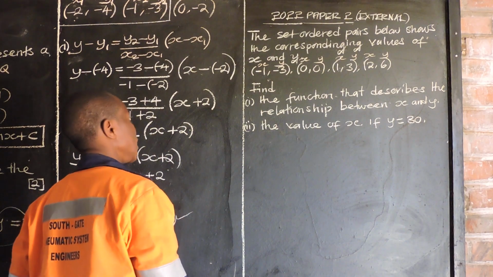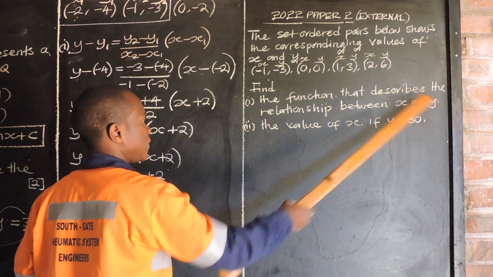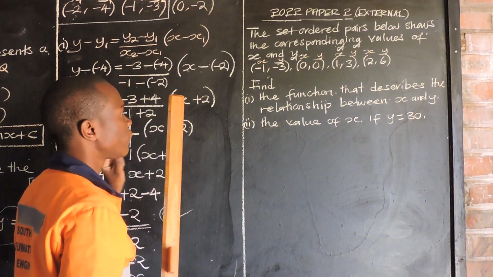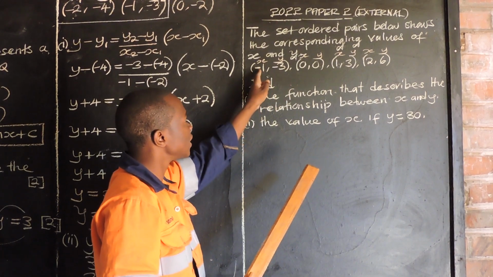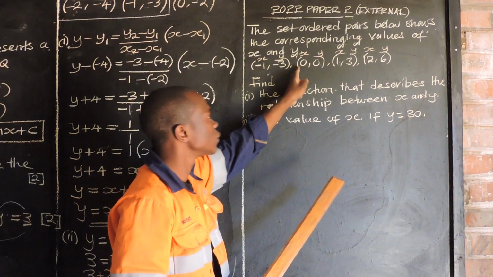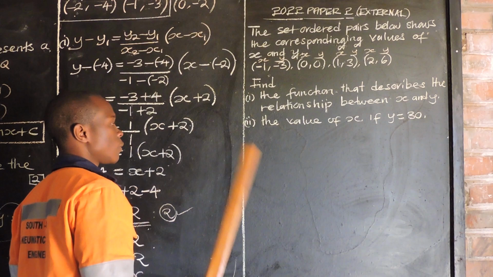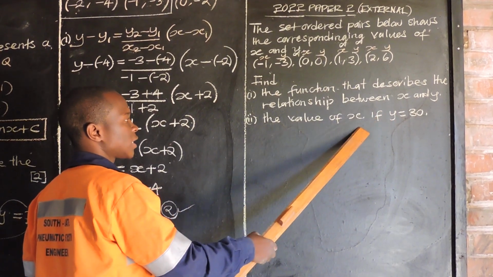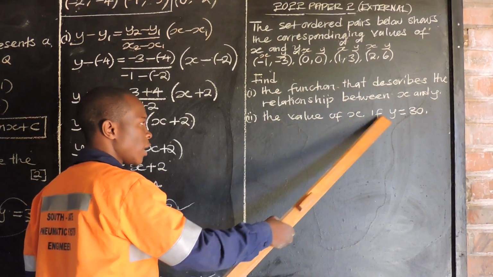6. Then they are saying, find the function or the formula that describes the relationship between x and y. Okay? They want you to come up with a formula which is describing what is happening here. Then the question normally repeats, saying find the value of x if y is equal to 30.